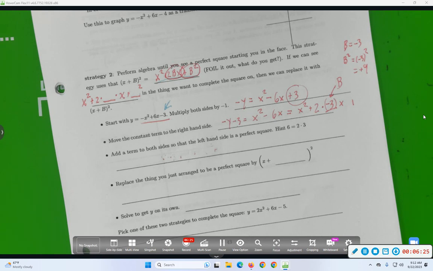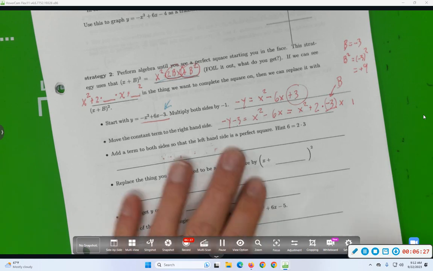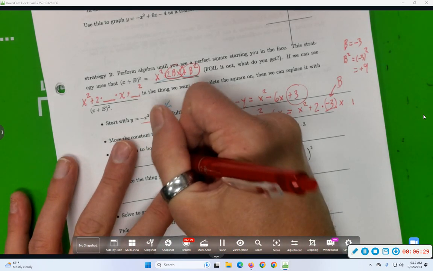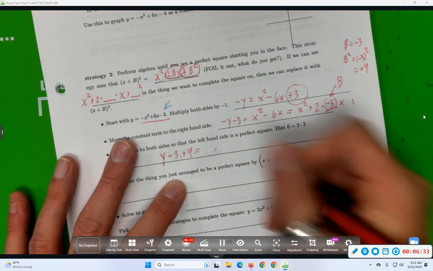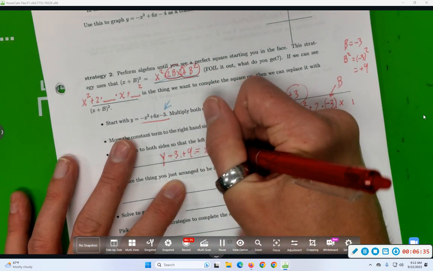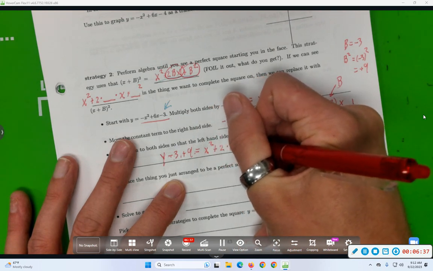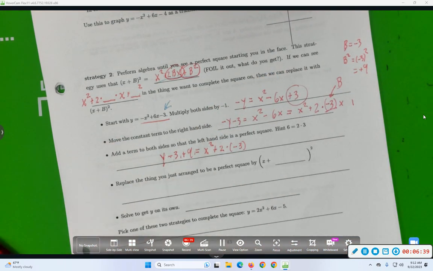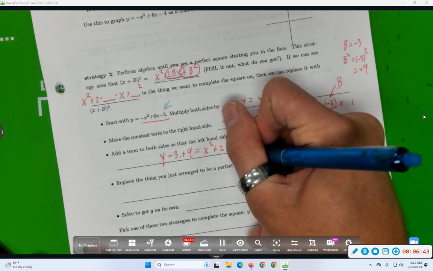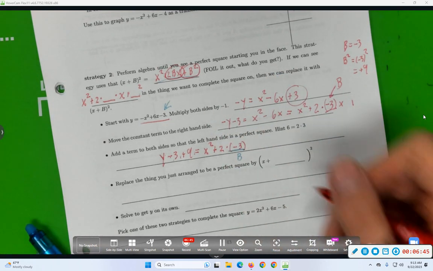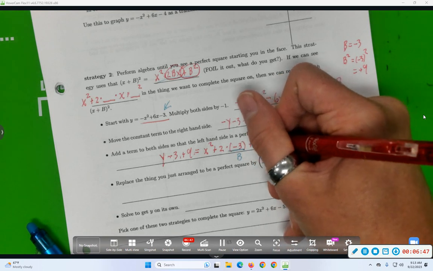Let's add 9 to both sides and just see what happens. If it's wrong, then we'll fix it. So, negative y minus 3 plus 9 is equal to x squared plus 2 times negative 3. So here's the thing I'm treating as my b, plus 9.